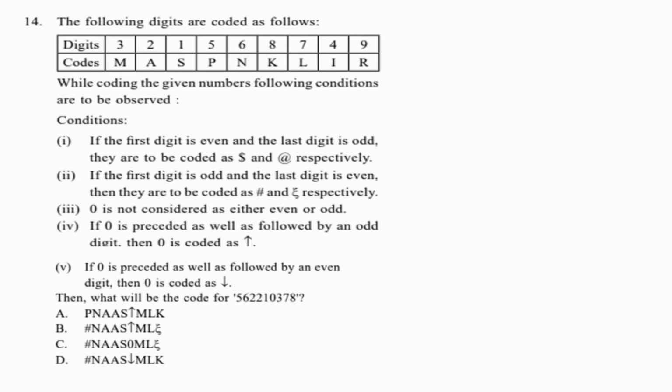Next, question number 14. The following condition digits are coded as follows. 3 is M, 2 is A, 1 is S, 5 is P, 6 is N. While coding the given numbers, the following conditions were observed. Okay, what is a condition? The first condition says if the first digit is even and the last digit is odd, they are coded as dollar and at the rate respectively. We have to code for this where the first digit is even and last digit is odd.